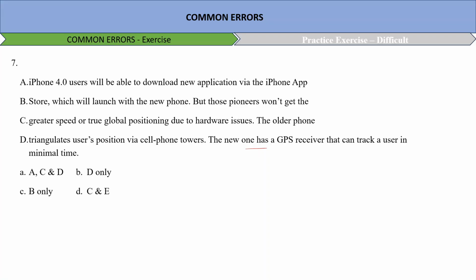So they are going to launch something, right? iPhone 4.0 users will be able to download the new application via the iPhone app, which will be launched with the new phone, and hence option B has an error, whereas A, C and D are correct. According to that, the answer will be option number A. Next question.